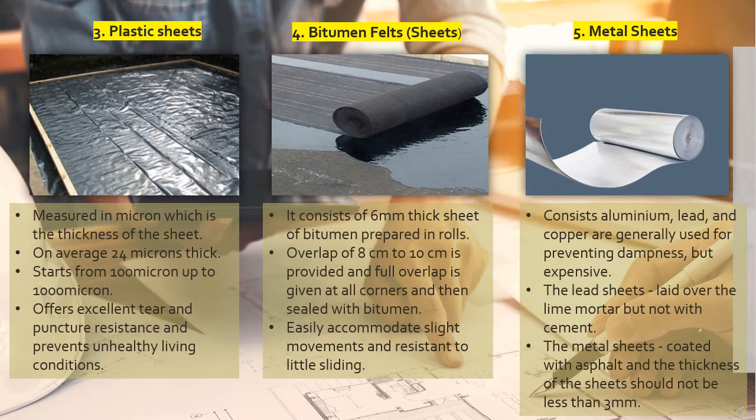And last for flexible material is metal sheet. Metal sheets consisting of aluminium, lead and copper are generally used for preventing dampness but are expensive. These sheets are used throughout the wall thickness. The lead sheets are usually laid over lime mortar but not with cement. The metal sheet can be coated with asphalt, and the thickness of the sheet should not be less than 3 mm.